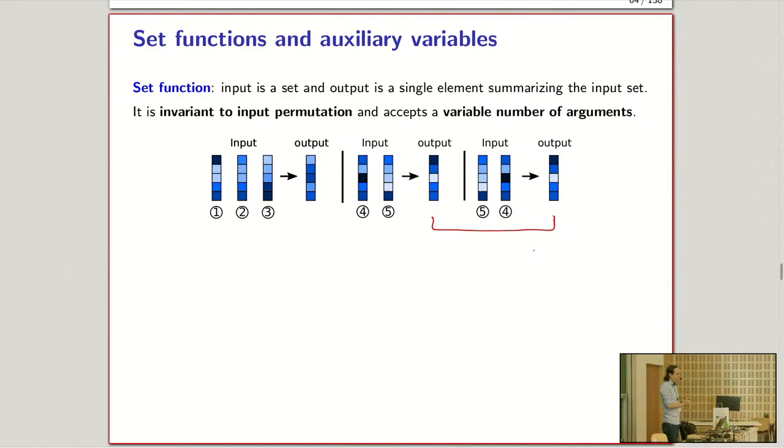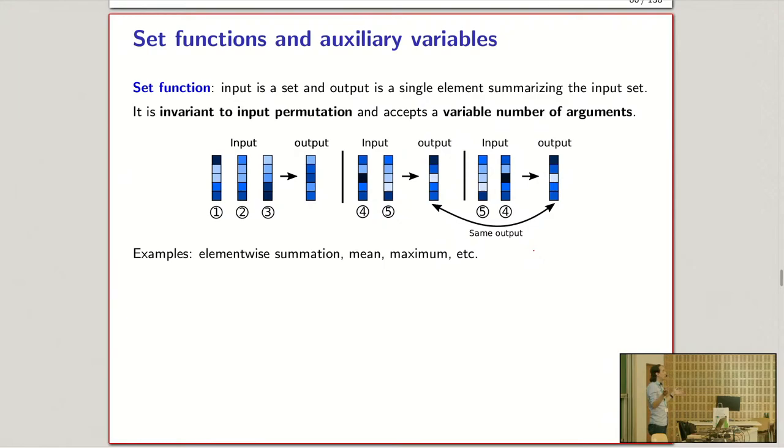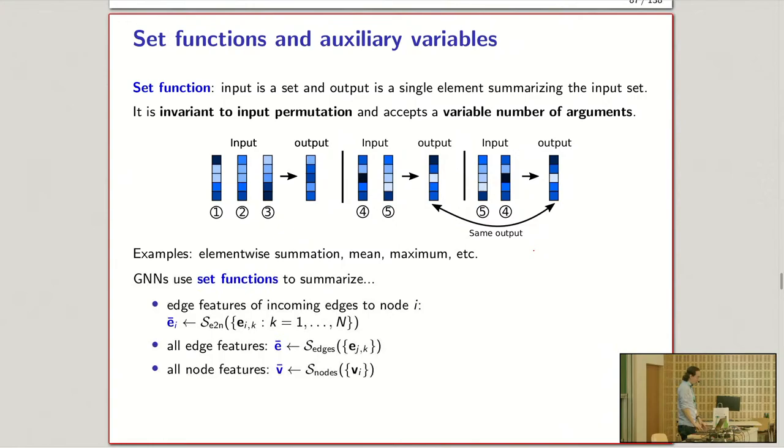And it turns out that there are a few ones. For example, you can just sum up the vectors that are provided as an input, and the sum is invariant to ordering, and it can receive a variable number of inputs. If you receive 3 vectors, you just sum the 3 vectors, but if you receive 4 vectors, you sum the 4 vectors, and you get another vector as output. You have the sum, the mean, the maximum operation, all these have these properties, and they are used by these graph neural networks. Now, we are going to use the set functions to generate summaries of the variables.